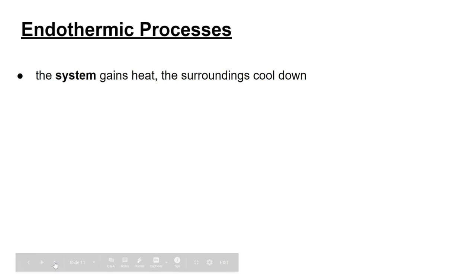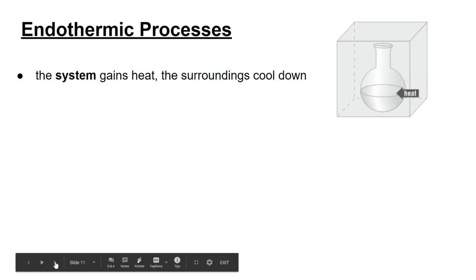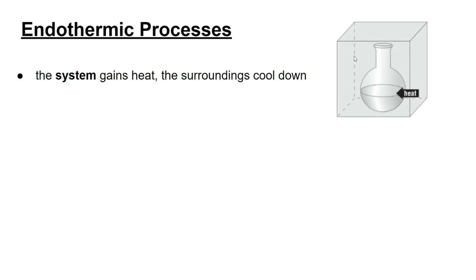Now let's go and review the endothermic and the exothermic processes that we have studied in the graphs before too. So an endothermic process is a system that gains heat and the surroundings cool down. Look at this flask, which is my system, and the outside is my atmosphere or the air, which is the surrounding. So heat is flowing from the surrounding to the system. The system is gaining the heat.